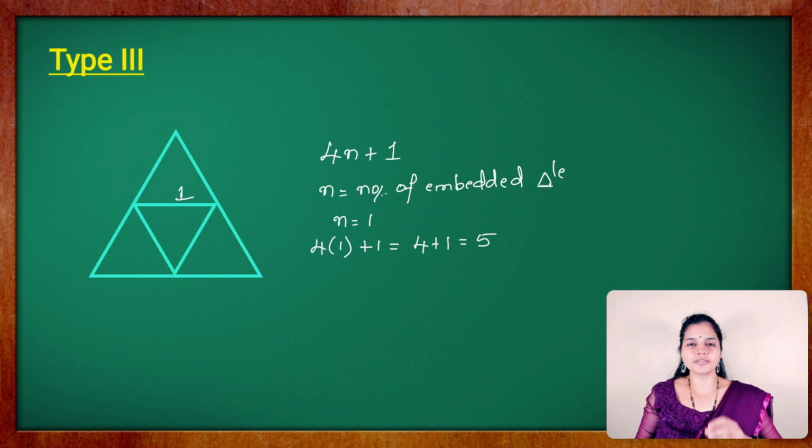So you might think this is very simple. I can count and write 1, 2, 3, 4 and the outer one. So total it is 5. Right, for this case you can count, but when the number of triangles embedded are more, how are we going to count? So let me consider another example. In that case, this formula will help you for sure.